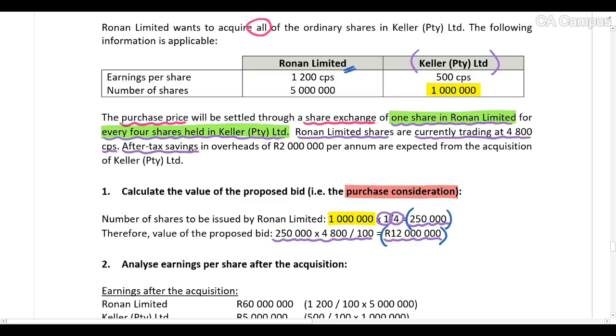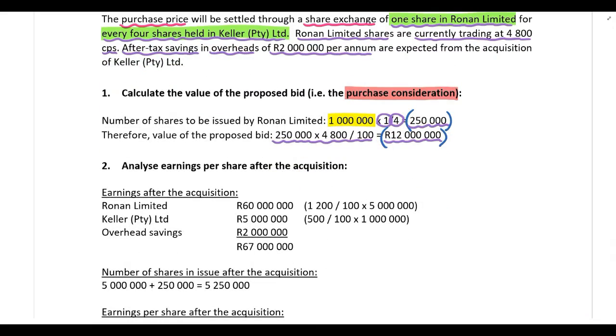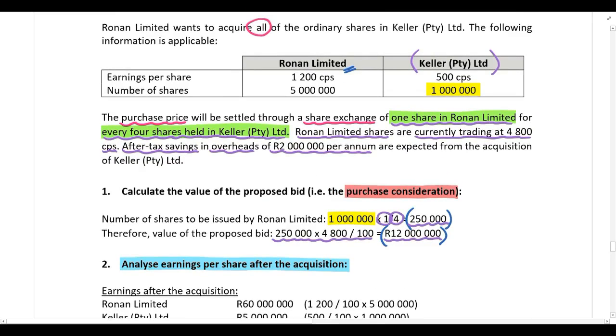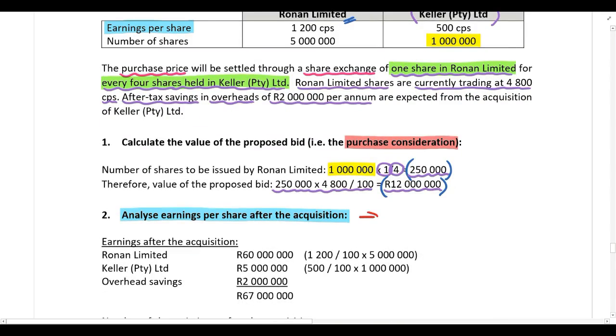Let's finish reading. After-tax savings in overheads of 2 million rand per annum are expected from the acquisition. All right, so that's all of the information. I want you to analyze earnings per share after the acquisition. So we already have earnings per share before the acquisition. Now we need to calculate earnings per share after the acquisition. And remember, you calculate earnings per share by taking earnings and dividing by the number of shares in issue.